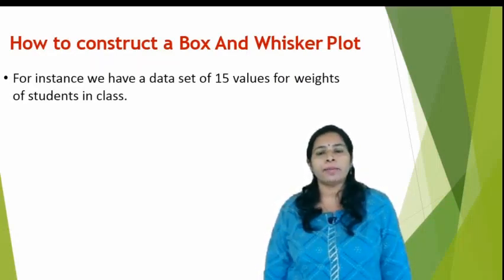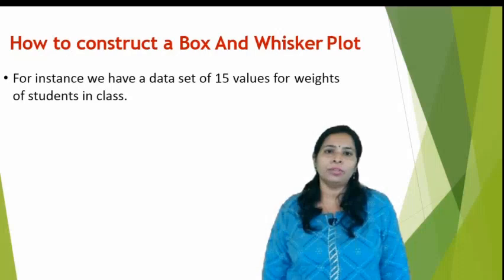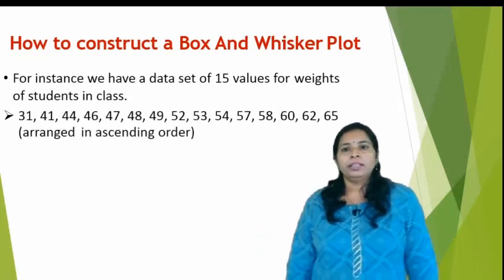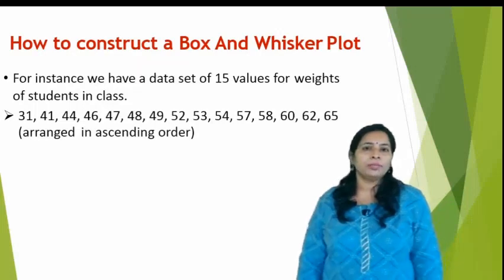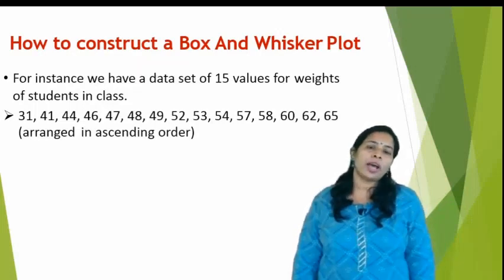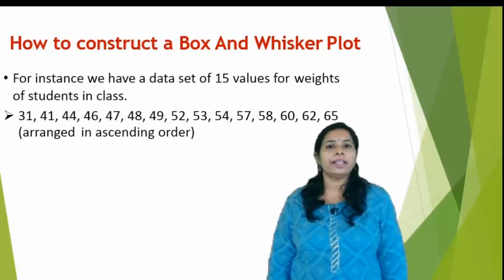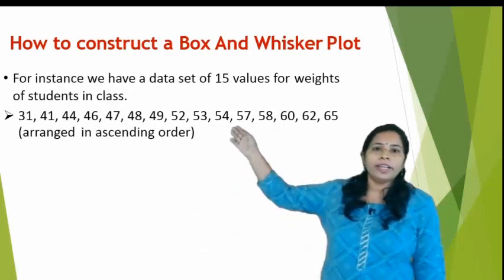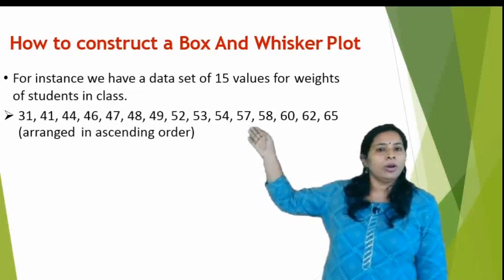Here I take an example of a data set of 15 values for the weights of the students in a class. These are the data set values. The first step is to arrange the data in ascending order. You can see here that the data is already in ascending order.